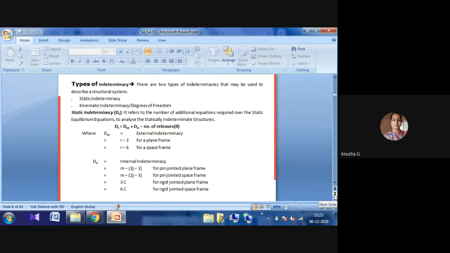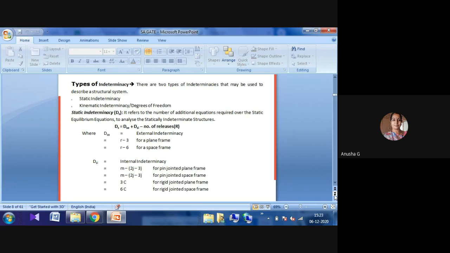Next, we'll see what the types of indeterminacy are. There are two types of indeterminacy: one is static indeterminacy, another one is kinematic indeterminacy. First we'll see what is meant by static indeterminacy. Static indeterminacy refers to the number of additional equations that will be required over the static equilibrium conditions.